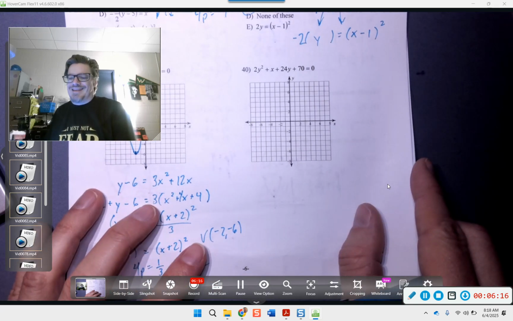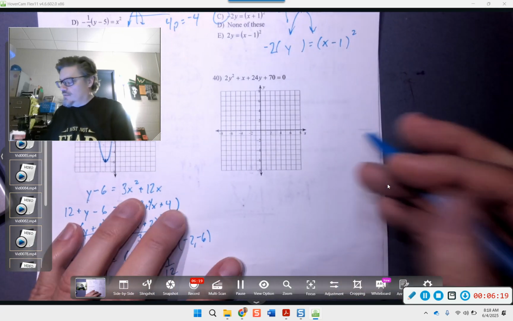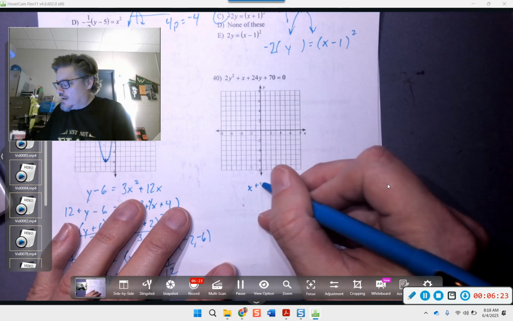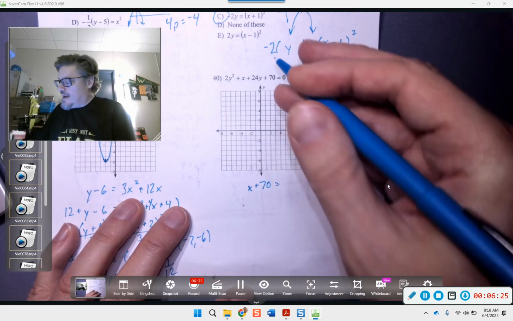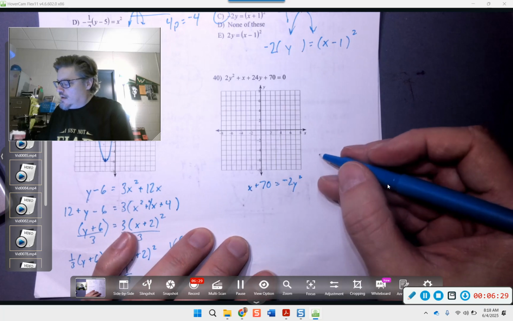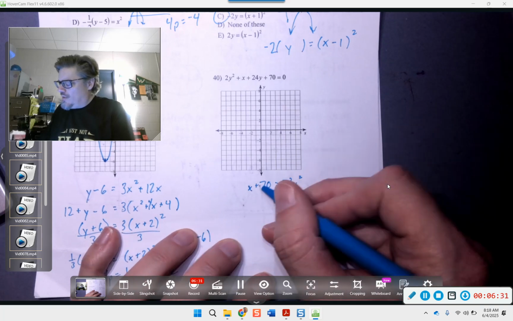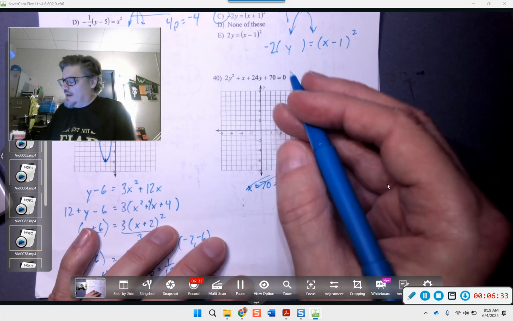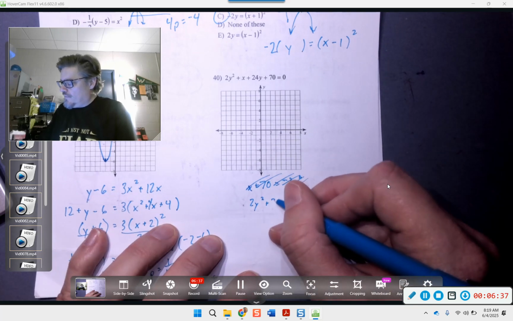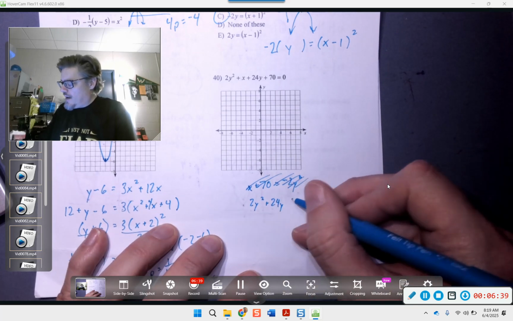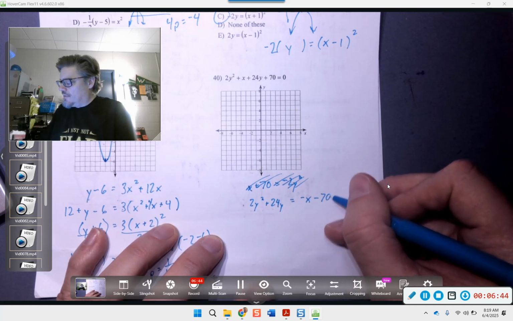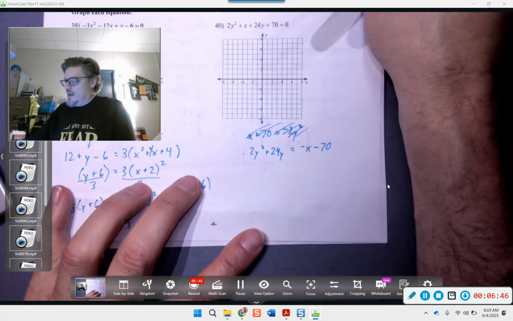Okay, where are we at? 6 minutes? Okay, I'm going to do this one. Let's go ahead and get the y's over to the one side. Okay, so let's get that -2y squared. No, you know what? Let's keep it positive. Let's actually move the x over there. And then we're going to move the x and the 70 over there. So we'll make those guys negative.